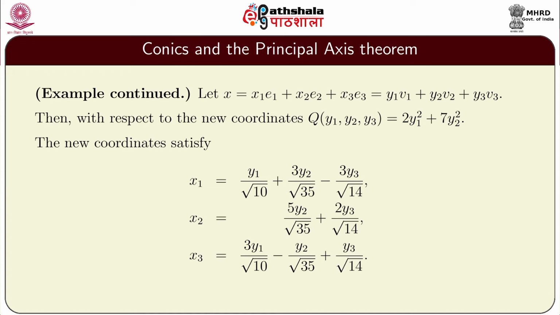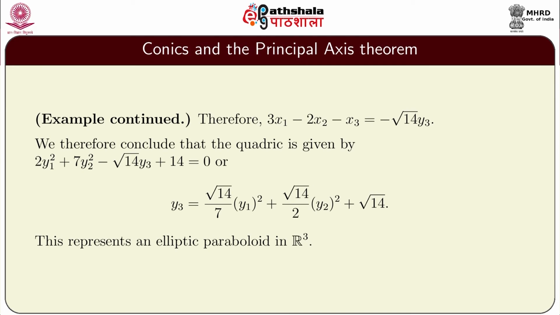and therefore, if we apply P transpose A P, that is P inverse A P, then this is the expression that we get. And it is also clear that the new coordinates satisfy these relations, that x1 is y1 by root 10 plus 3y2 by root 35 minus 3y3 by root 14, x2 is 5y2 by root 35 plus 2y3 by root 14, and x3 is 3y1 by root 10 minus y2 by root 35 plus y3 by root 14. Therefore, we get this relationship that 3x1 minus 2x2 minus x3 is minus square root of 14 y3. But this is nothing but the linear part of that quadric.